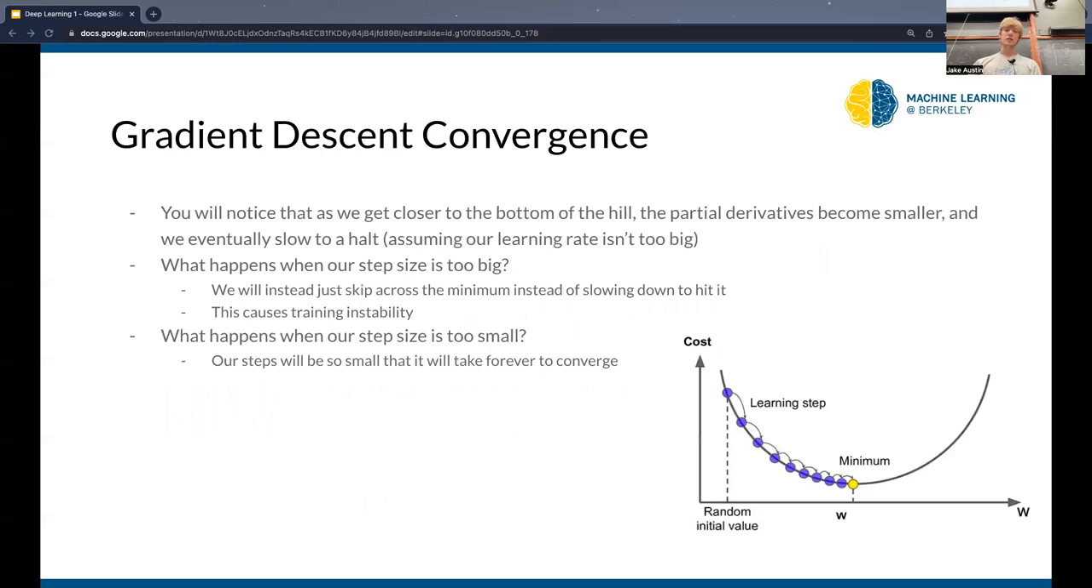And the idea is that as we get closer and closer to the bottom of the hill, we're going to slow down. We're going to take smaller and smaller steps because the value of our gradient will decrease as we slowly come to a little local minimum.